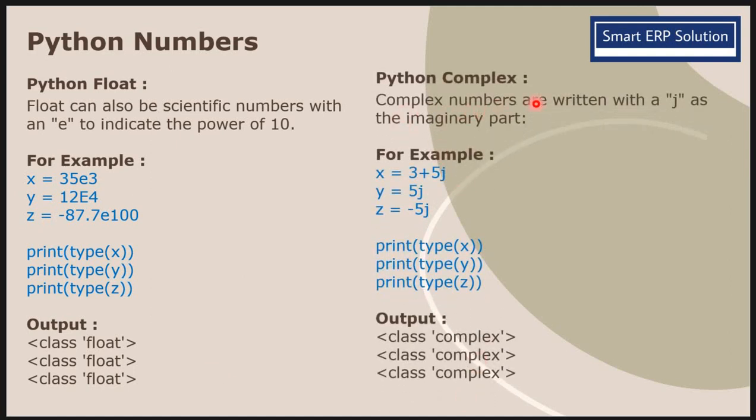Python complex. Complex numbers are written with a j as imaginary part. Like this way, x equal to 3 plus 5j, y equal to 5j, z equal to minus 5j. If we write print type x, print type y and print type z, all are displayed as a complex variable like this way. j is an imaginary part. So Python will consider x, y, z as complex variables.